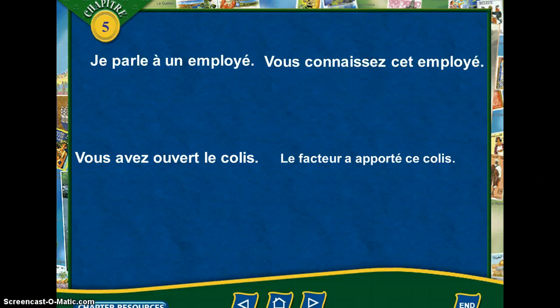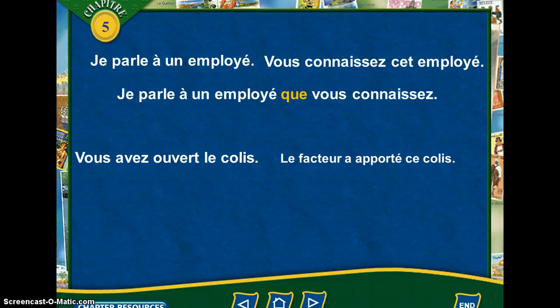Okay, when you've combined these, the first one, we're talking about the employee that you're talking to, the employee that you know. So look what happens here. "Je parle à un employé que vous connaissez." You see, the employee isn't doing anything in the last part of the sentence. You know him, and that's all that you're doing. So it's not the subject of the verb there. It's the object. You know this person.